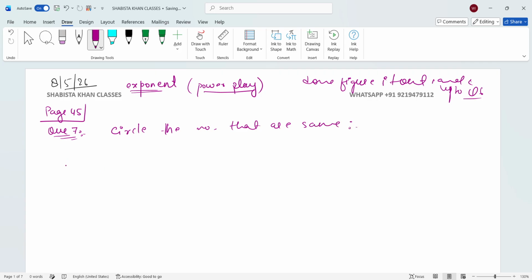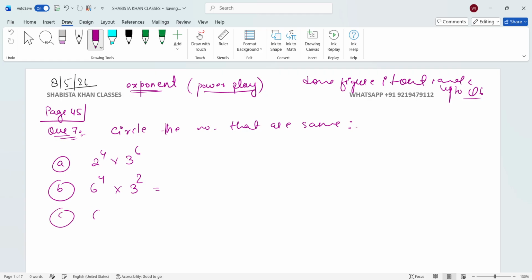So we have the first number, if we say number A is 2 to the power 4 and 3 to the power 6, and we have the number B is 6 to the power 4 and the 3 square. So we can write, first of all, write all the numbers.